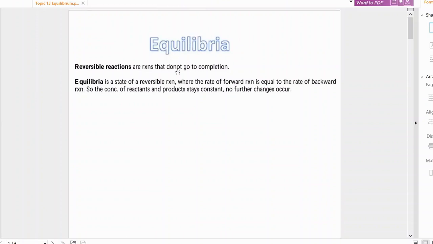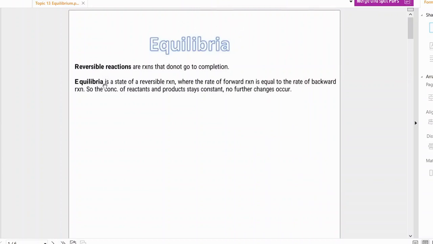So to understand equilibrium, we must understand these two definitions. Reversible reactions. Not all reactions are reversible. Some of the reactions go to completion, but reversible reactions are reactions that do not go to completion. They take place in both directions, either in this way or in this way. From reactant to product, from product back to reactant.